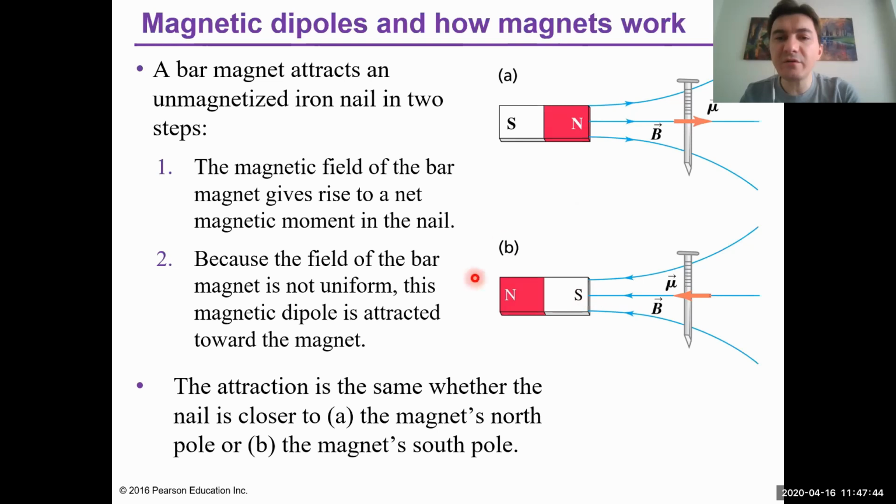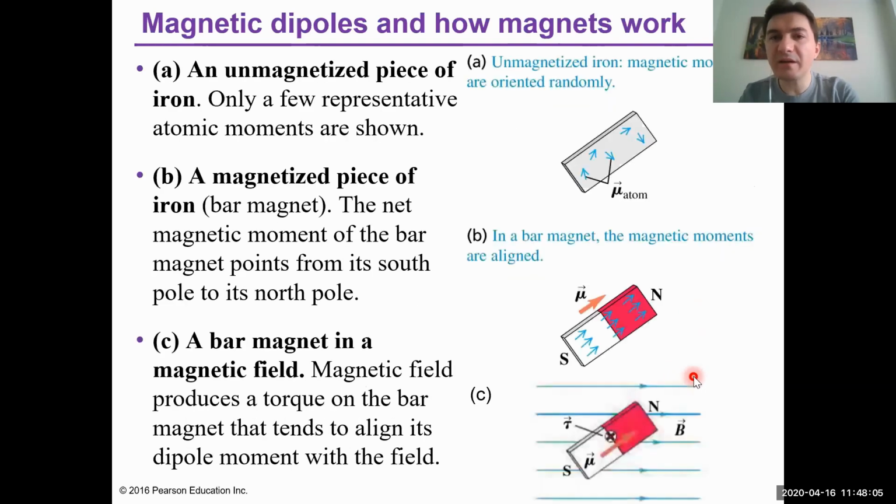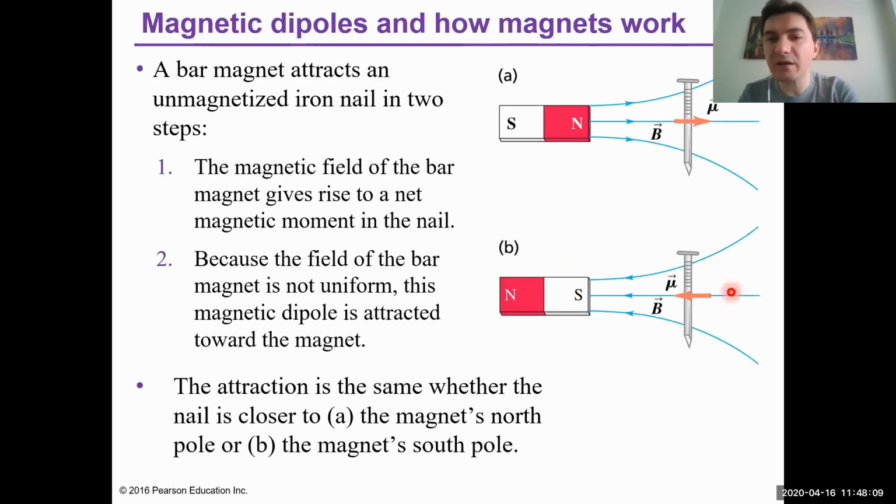So if you reverse the magnet, again here you have an unmagnetized iron nail, and then here you have S pole. Magnetic field lines are like this, from N to S, okay? Then due to the magnetic field produced by that permanent magnet, this will be magnetized. All magnetic moments, all magnetic atoms will be aligned along the magnetic field.